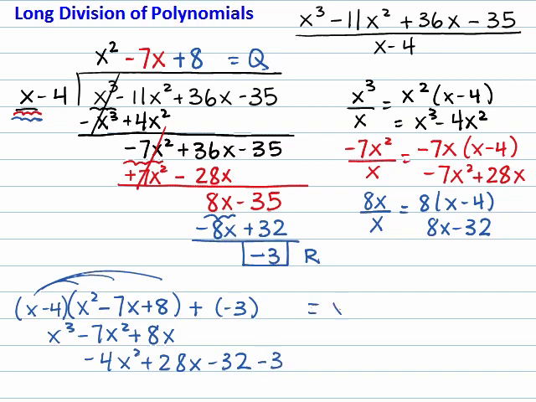This is equal to x to the third minus 11x squared plus 36x minus 35. And sure enough, this is the same as the dividend I started with. So my division is correct.